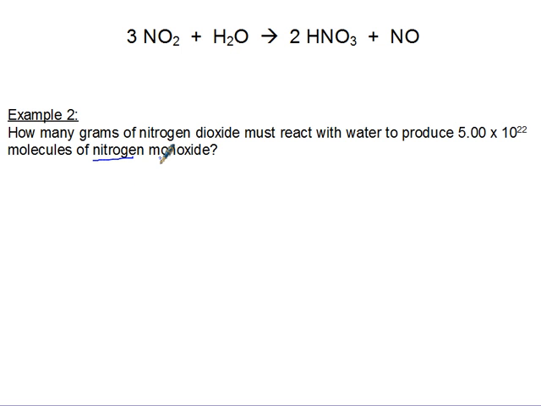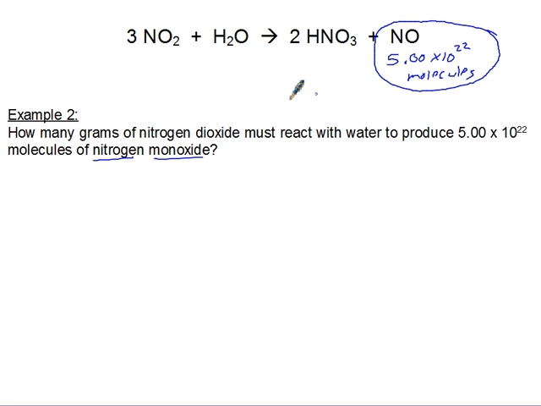Molecules of nitrogen monoxide. Now, I can figure out which one of these is nitrogen monoxide. That's nitrogen dioxide. That's water. That's nitric acid. So this is 1 O here, so that's the mono part of the monoxide. So this right here, there are 5.00 times 10 to the 22nd molecules. I can't spell molecules. It's all right. They know what it is. And that's my given, and I want to know how many grams of nitrogen dioxide, which is this thing right here. So this is what my mole ratio is going to be between the nitrogen dioxide and nitrogen monoxide.